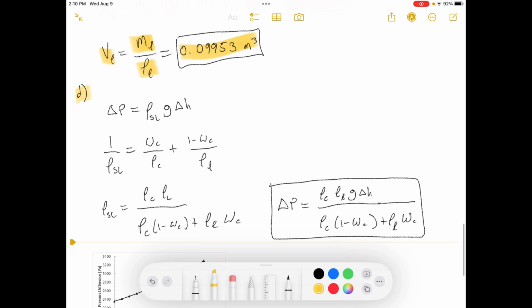Okay, so for part D, write a spreadsheet program to generate a calibration curve of the weight fraction of the crystal versus delta P for this device. Take as inputs the density of the crystal, the density of the liquid, and H, or delta H in our case, and calculate delta P in pascals for a given weight fraction. The set of weight fractions is 0, 0.05, 0.1, all the way up to 0.6, following that pattern.